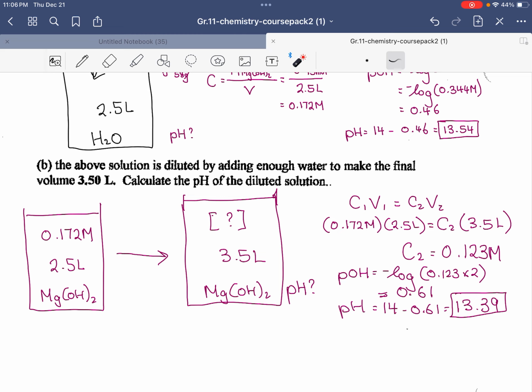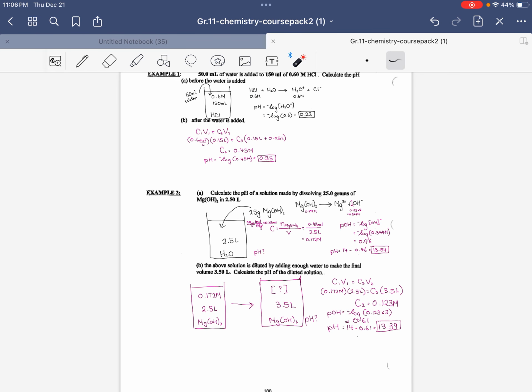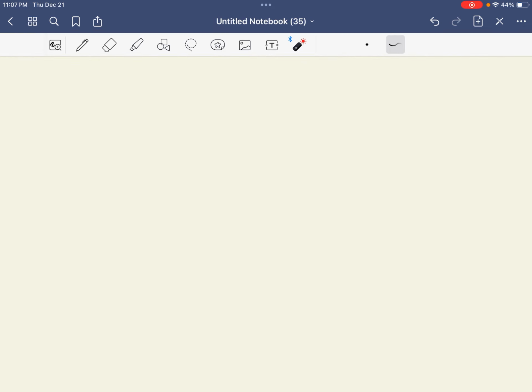So these are very simple questions that I think is a must that you know how to do. Dilution to get the final pH. This is also dilution to get the final pH of a base. So let's take a look at some more challenging questions. I wouldn't say they're challenging. I would say that they are a little different. They're a little bit more interesting, that's for sure. So let's take a look at this question.